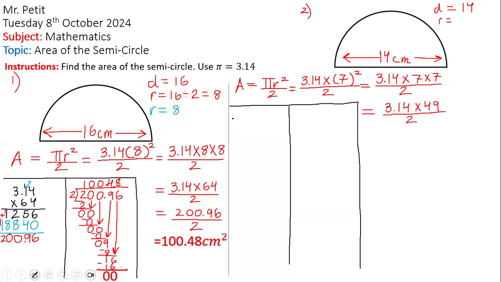So this is going to be 3.14 times 49. Let me go over because I know I'm going to need some more space. It's going to be 3.14 multiplied by 49, and so it's going to be all over 2.